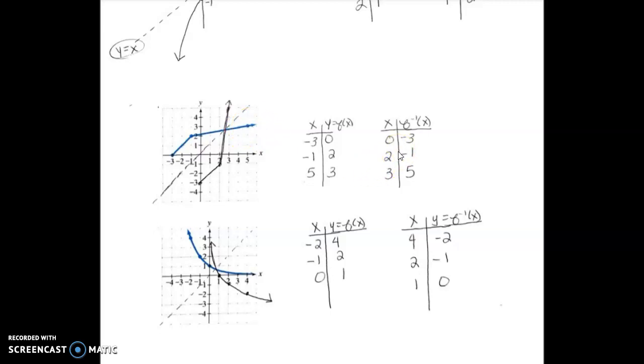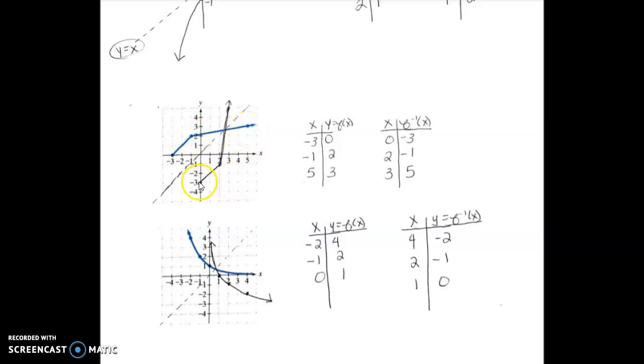So to create my inverse function graph, I just switch these around. So this becomes (0, -3), this one becomes (2, -1), and this one would switch around to be (3, 5). So these points should plot to form the inverse. So (0, -3) is down here, (2, -1) would be right here, and then (3, 5) would be up here. So here we connected a straight line between the first two and then another line between the second two.